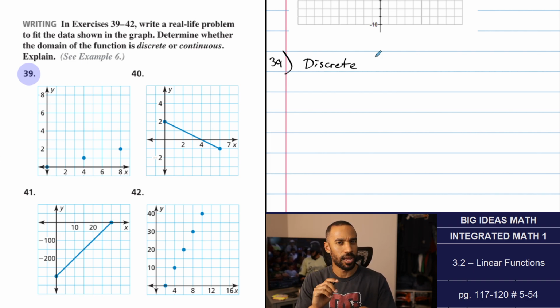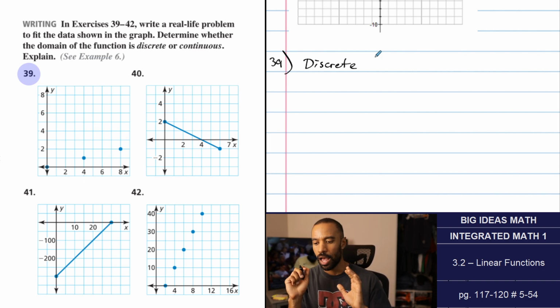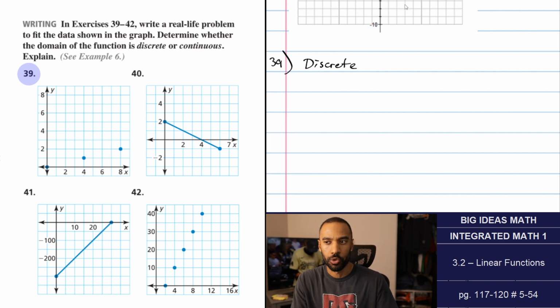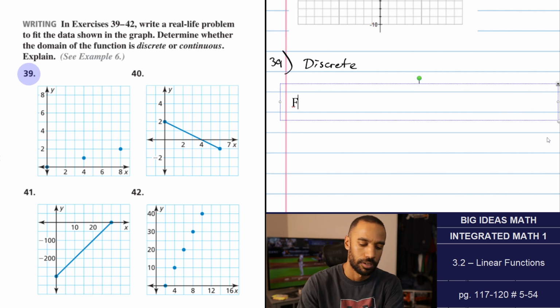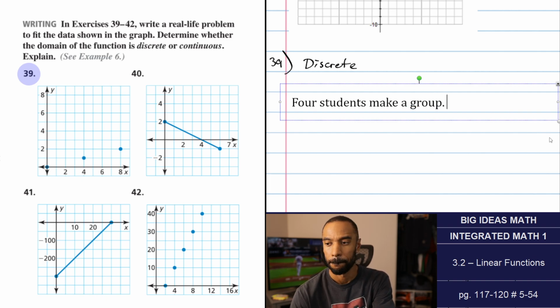They did have one, and maybe this is cheating. They did the relay teams, or whatever they called them. I can do the same thing for a group, right? I can say 4 students make a group. You can't have less. And that's kind of it.